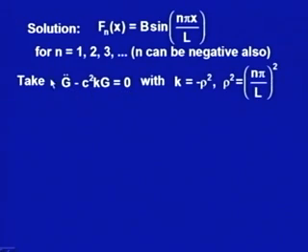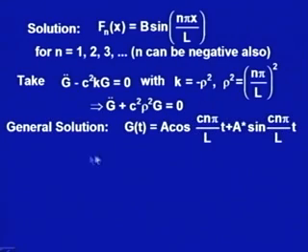If I keep it like this, my equation would be g double dot plus c square rho square g is equal to 0. Again this is a second order linear homogeneous equation. So, the general solution of this is of the form a cos c n pi over L t plus a star times sin c n pi over L t, because rho is n pi over L and c is the constant over here. So, we are getting this as the solution.